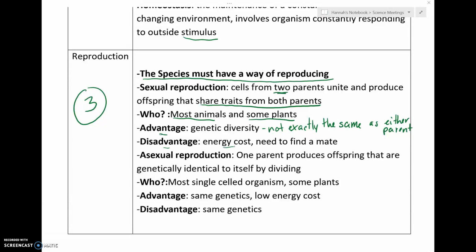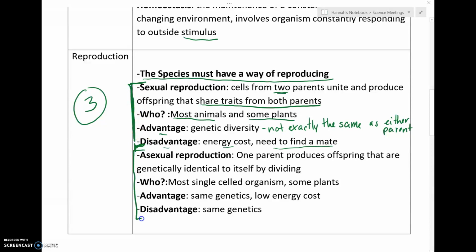It takes a lot of energy, plus, if you're a plant, it might be hard to find a mate. So that's another disadvantage, that you actually have to go out and find the other organism to have the reproduction. Alright, asexual reproduction, and I'm going to block these off so it's a little bit more clear which goes with which.